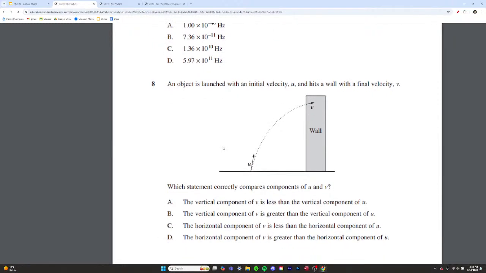An object is launched with an initial velocity u and hits a wall with a final velocity v. The vertical component of v is less than the vertical component of u. The vertical component of v is greater than the vertical component of u. Well, we know it's not C or D because the horizontal is the same throughout. So it has to be A because you can see u's vertical component. Should I draw it up? Sure. u's vertical component there. v is very small.